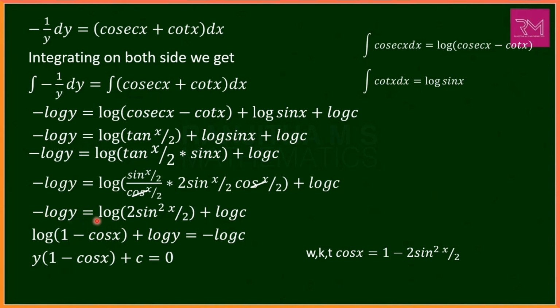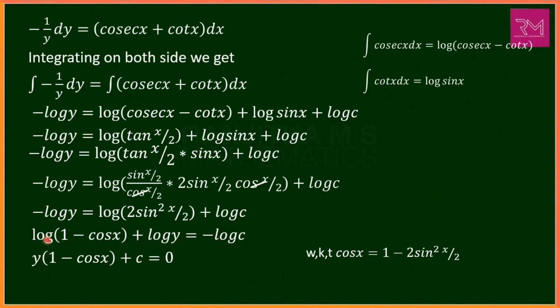Here we have minus log y, which is equal to log of 2 sin square x by 2 plus log c. Here in place of 2 sin square x by 2, substitute 1 minus cos x, we get minus log y, which is equal to log of 1 minus cos x. Here if we take this value to the right hand side and this value goes to the left hand side, we get log of 1 minus cos x plus log of y, which is equal to minus log c.